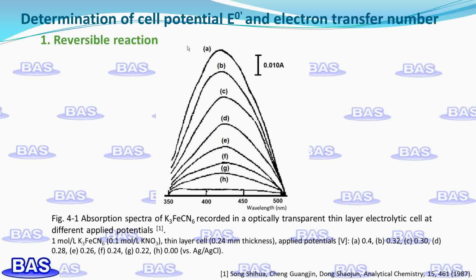Figure 4.1 shows the absorption spectrum recorded at different applied potentials. The absorption spectra were recorded at different applied potentials, starting at 0.4 V and waiting for complete equilibrium after each change in potential. The absorption value at 420 nanometers was chosen as a measure of potassium ferrocyanide and potassium ferricyanide.